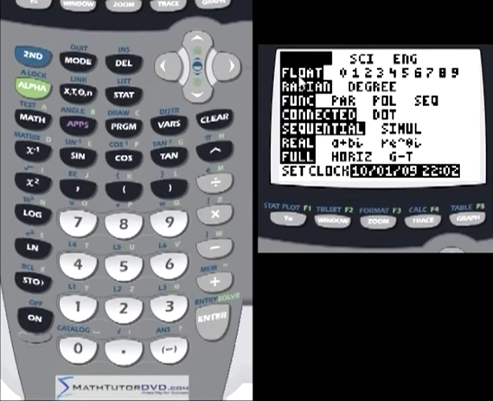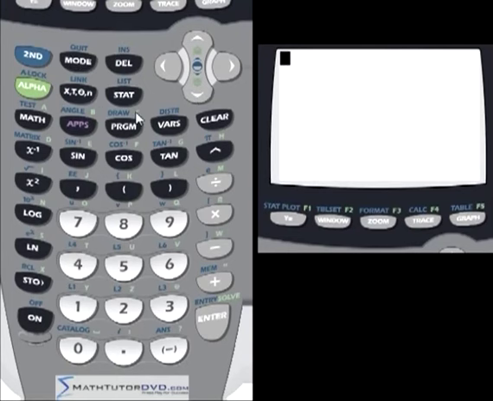Also underneath it, you see right now it's highlighted the word float. That means floating decimal. A floating point decimal means that there could be any number of digits after the decimal point. It just depends on what you're calculating. So with these selected, which are the normal modes of the calculator, let's get out of this menu. You do that by pressing second function and then the quit button here.